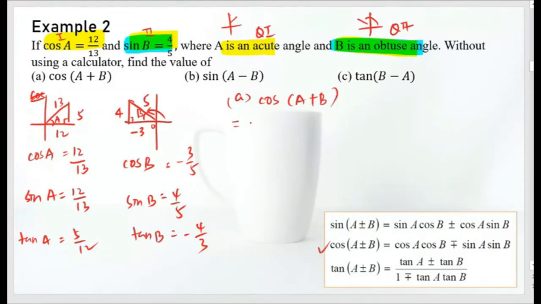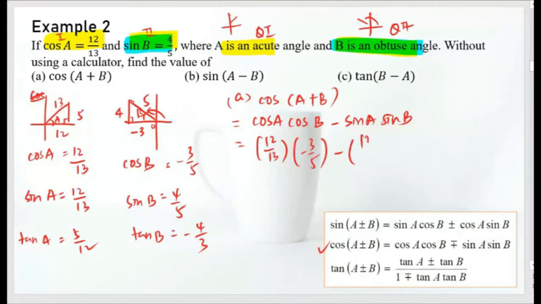Cos A plus B by using the addition formula. Cos A plus B is cos A cos B, then become negative, sine A sine B. Then you substitute inside. Cos A, 12 over 13, cos B, negative 3 over 5. Then sine A, 5 over 13, sine B, 4 over 5. Calculator, please. What is your answer? Example 2A, your answer will be negative 56 over 65.